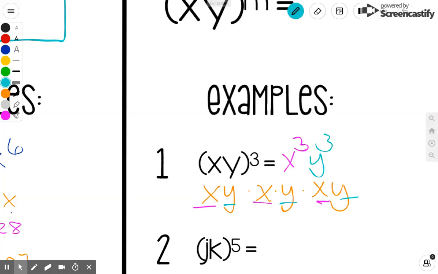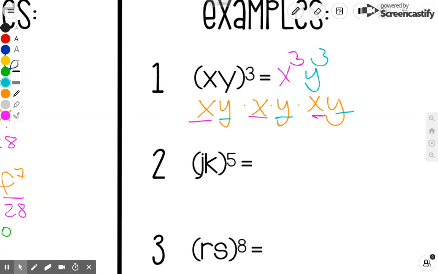Okay. The next one, let's change slightly. Let's make it a little bit more complicated. So jk, and let's make this jk squared, where only the square is on the k. And that whole thing is to the fifth power. So what I just wrote is jk squared to the fifth power.